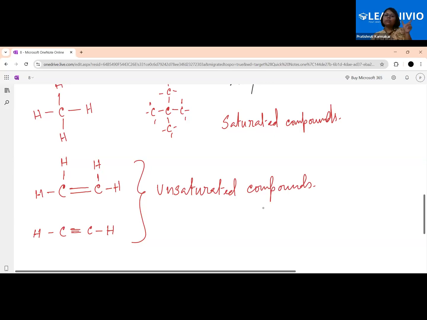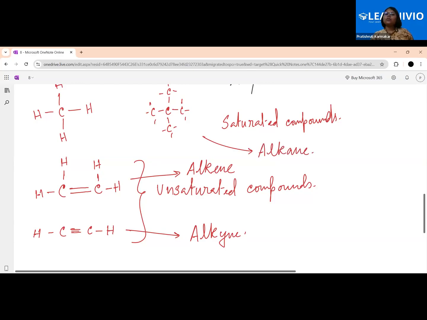And as we can see, there can be 2 types of unsaturated compounds. Where there is a double bond, we will call it alkene, and where there is a triple bond, we will call it alkyne. And this one we will call alkane. So if there is a single bond, it is alkane, double bond alkene, triple bond alkyne.